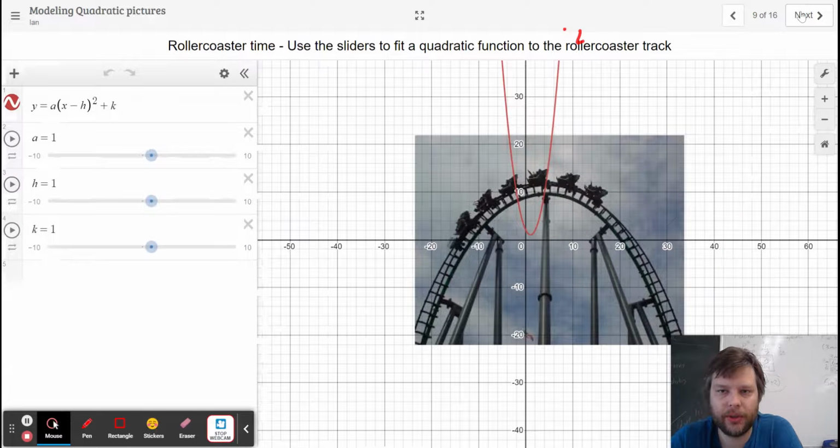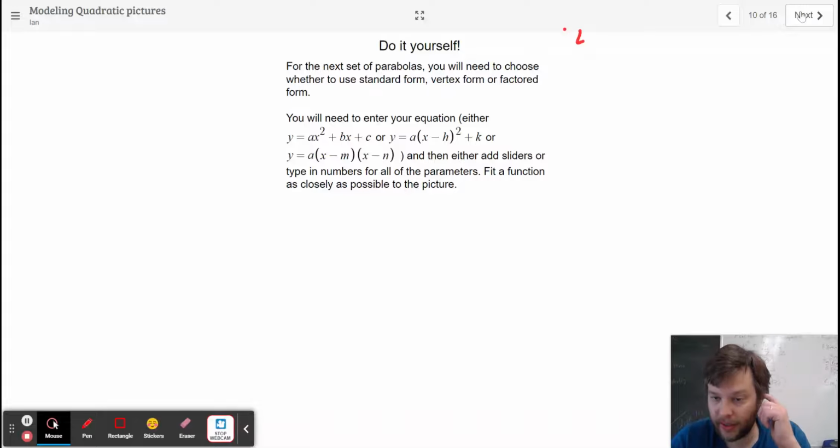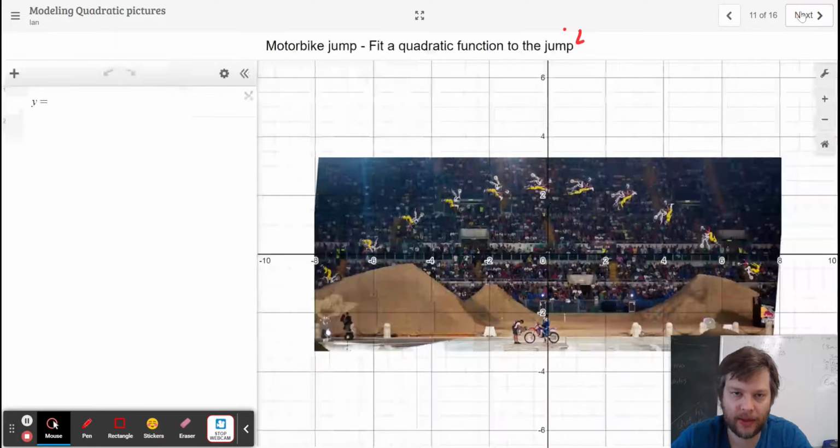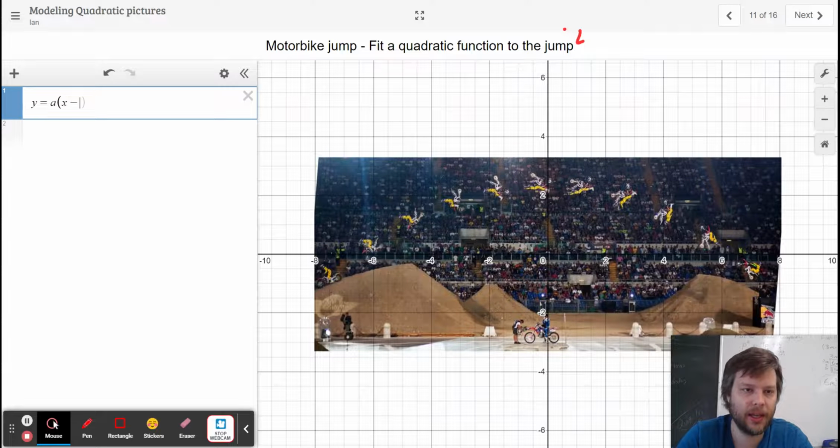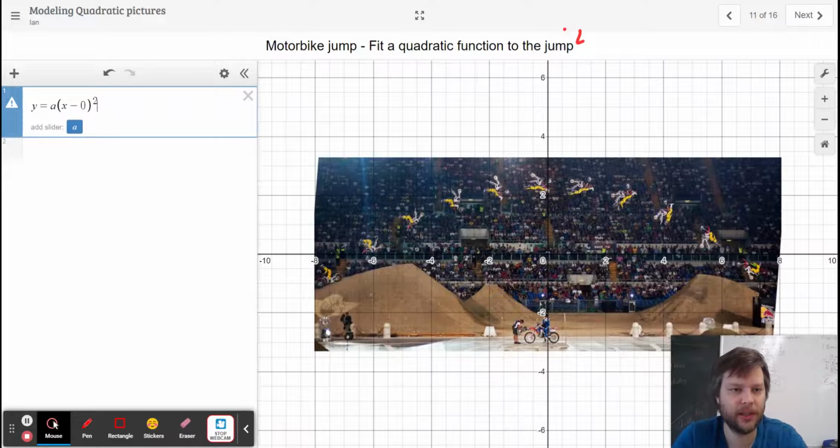Same idea with the roller coaster. So now what you're going to do in these next couple slides is actually just solve for it by hand instead of using the sliders. So I'm going to do this one because this is very similar to what you could do on your project. So what I'm noticing is that it looks to me like the vertex is at about (0, 2). So I can type in a times (x minus 0), which I guess is redundant, squared plus 2.